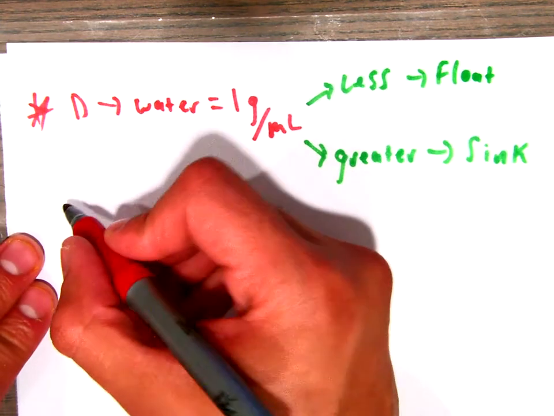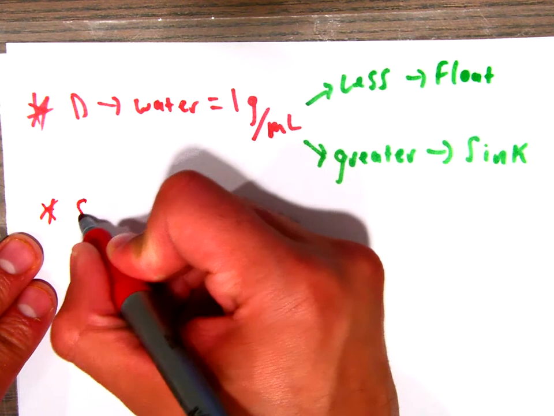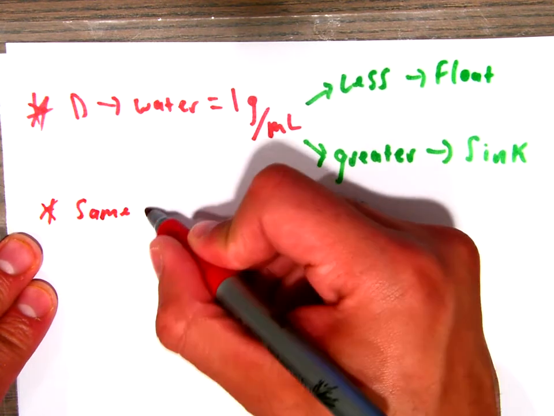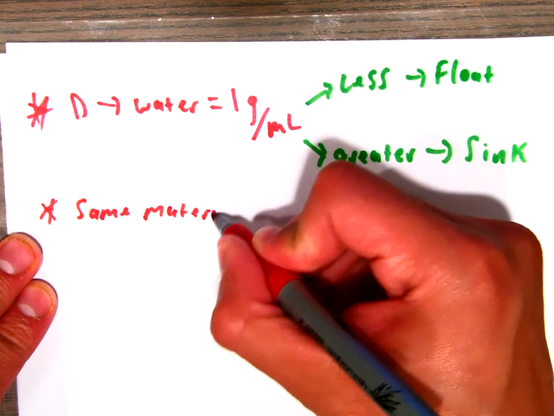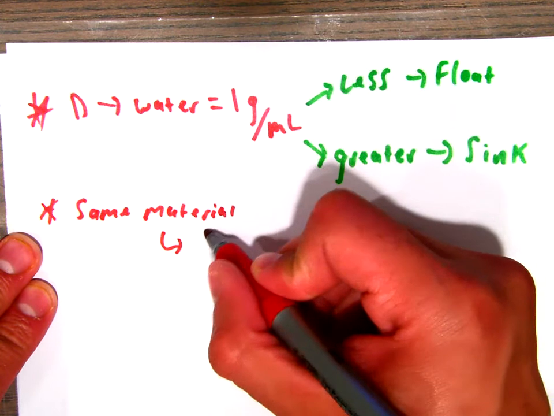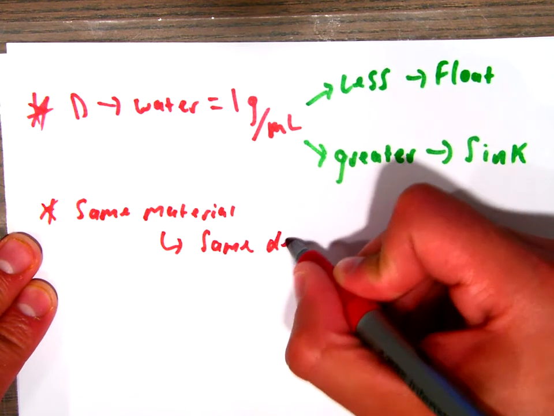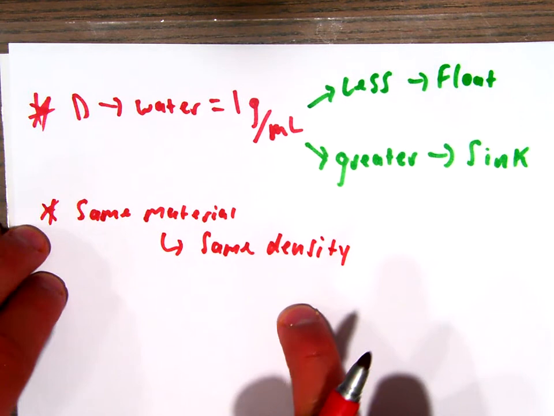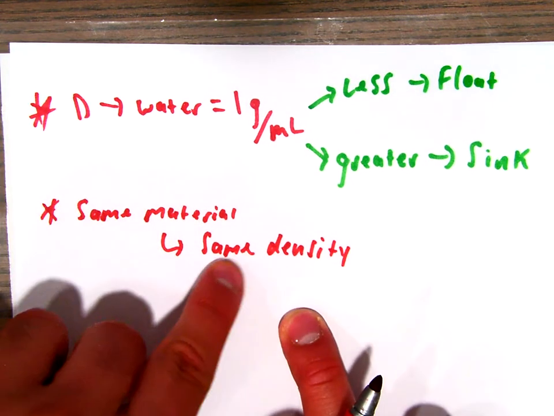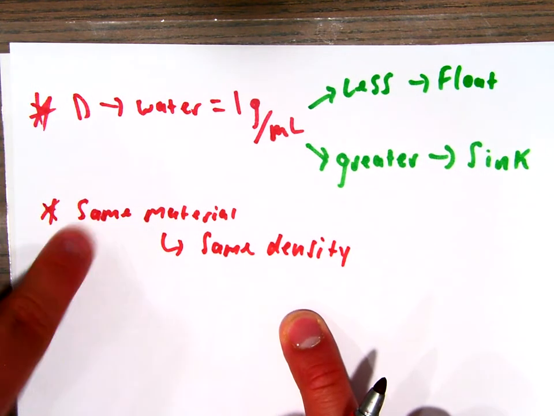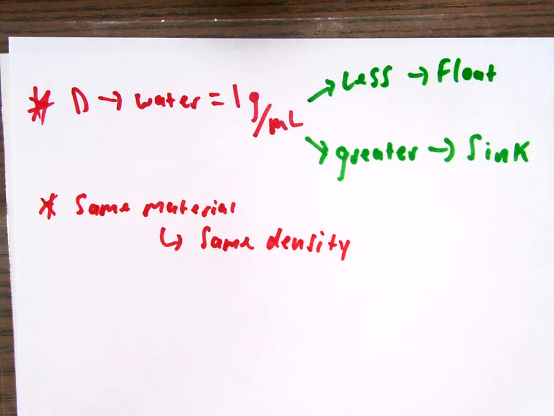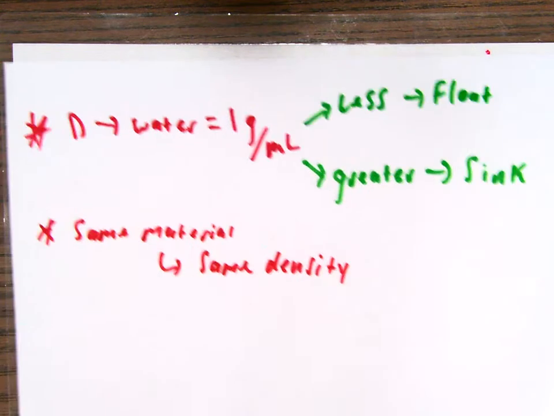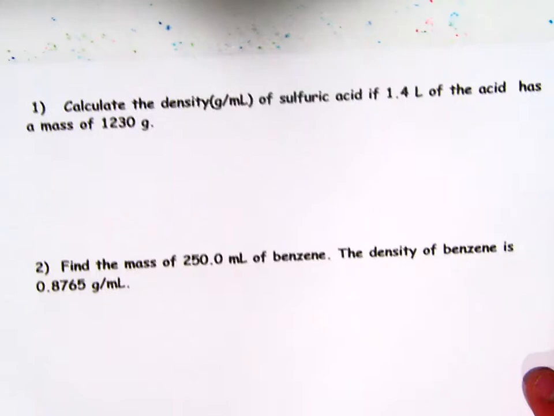So in other words, if I keep the same material, then I'm going to have the same density. That doesn't change. So I can identify unknown substances by knowing the density because that's always going to be the same. Okay, so using all this information that we've just gone over, we're going to go ahead and do actual practice problems now. All right, so here's the first problem.